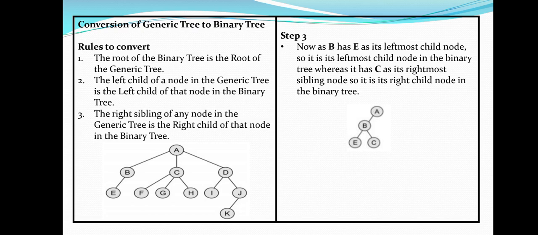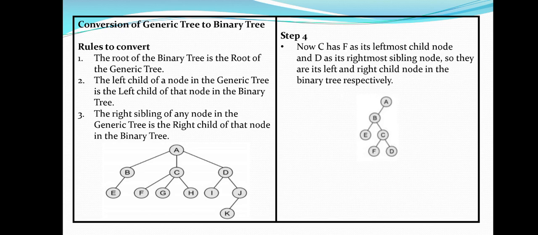So next thing is, B's right sibling is considered as the right child of that node. So B's right sibling is C. So that is added as the right child of B in the binary tree. So next, C's left child is the leftmost child. C has three children in the generic tree, F, G, H, in which the leftmost child is F. So that will be considered as the left child of C in the binary tree.